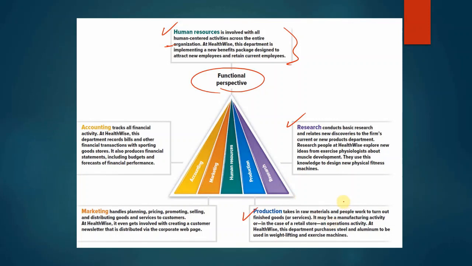Another category or functional perspective of an organization is production, where it takes raw materials and people to work out finished goods or services. It may be a manufacturing activity, or in the case of a retail store, an operations activity. At HealthWise, their department purchases steel and aluminum to be used in weightlifting and exercise machines.